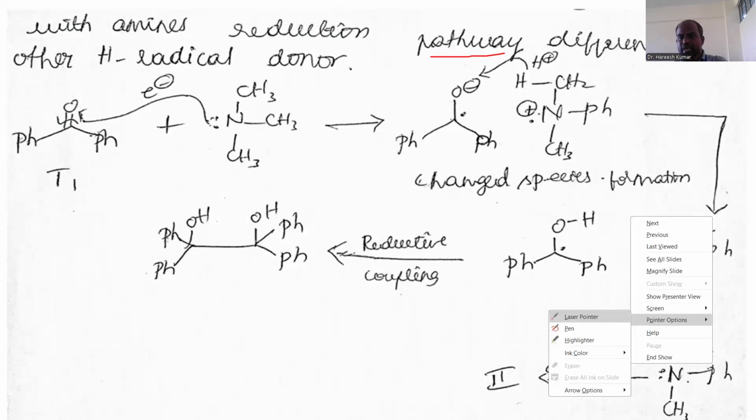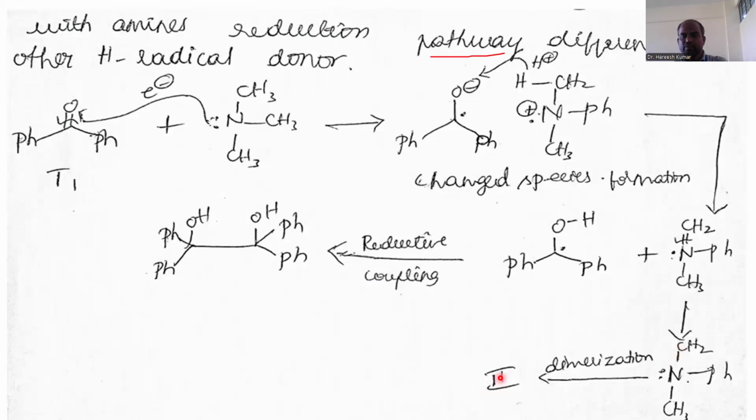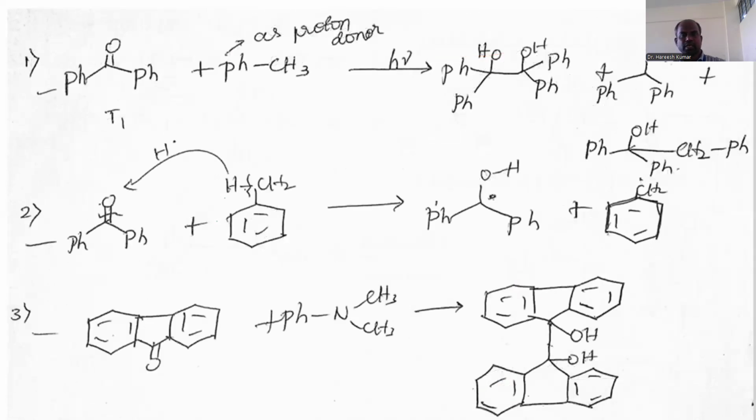Right. So this radical undergoes dimerization, forming a dimer product. With this, I'm taking one more example. Benzophenone reacts with toluene. Toluene will act as a proton source. Then the products are benzopinacol, that is benzohydryl dimer, and substituted toluene dimer.